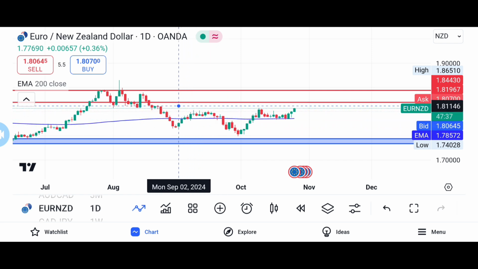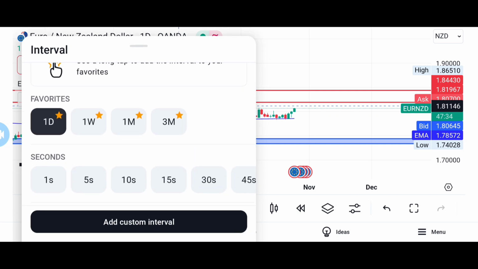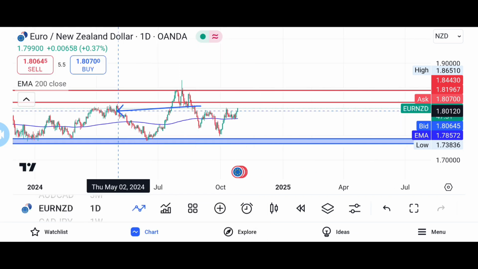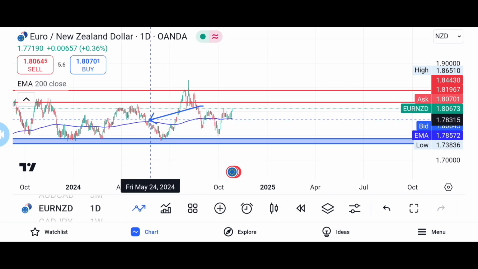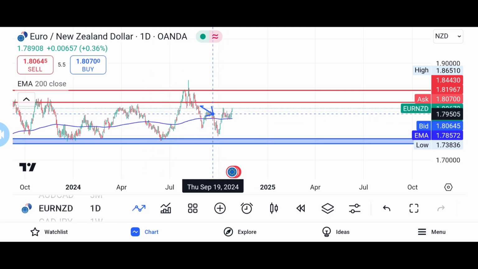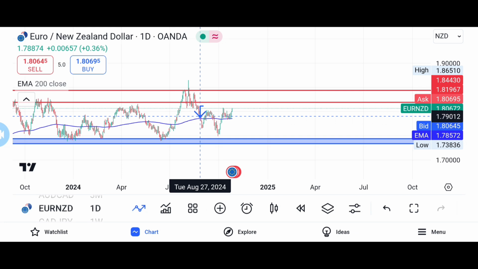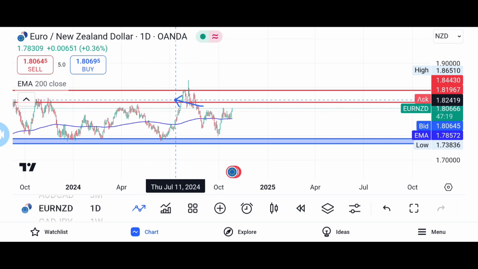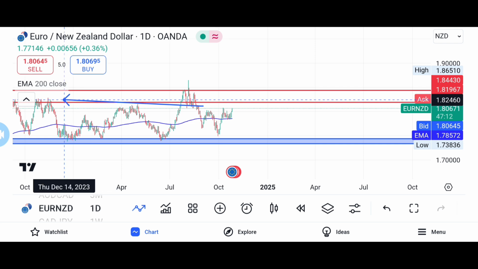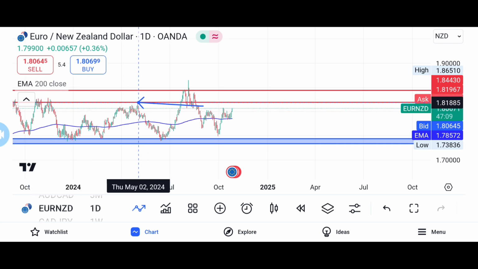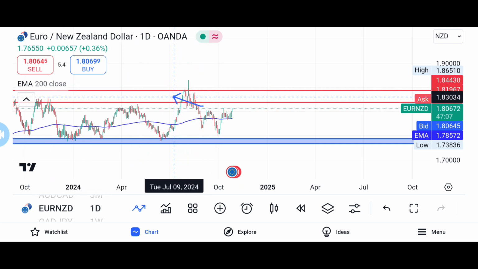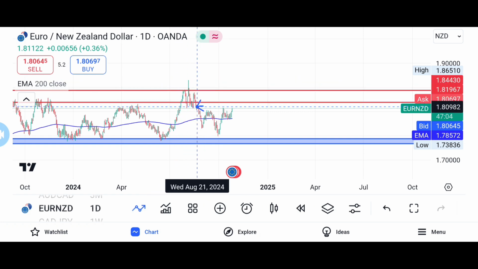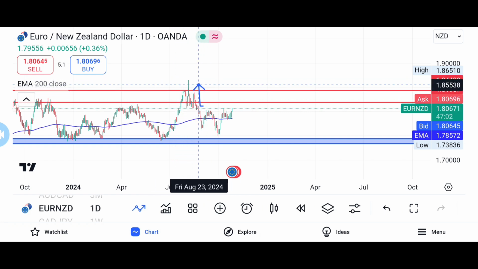So let's go to daily. In daily I can see something very interesting. Clearly we can see that there is something like a head and shoulder. Why am I saying head and shoulder? You can see this was the right shoulder. We had two right shoulders, and then we had a fake out, and this is what I call the head.